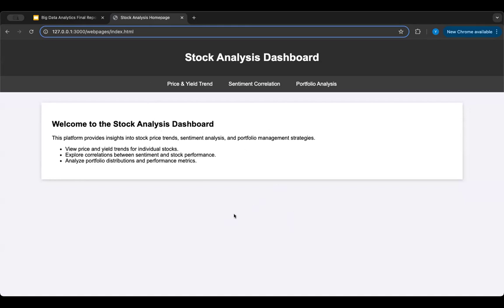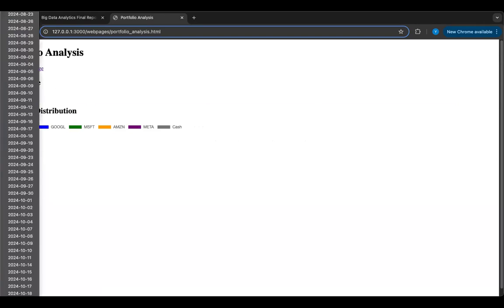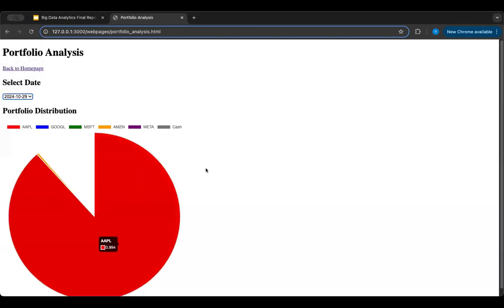So now you can see this is our user interface for the stock analysis. And here is the home page, and there are some simple descriptions of each tab, what they do. So if you trust our analysis, you can directly navigate to the portfolio analysis, and we can select the nearest date in our dataset.